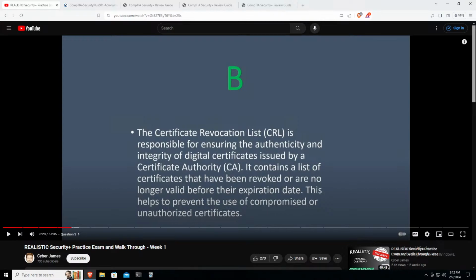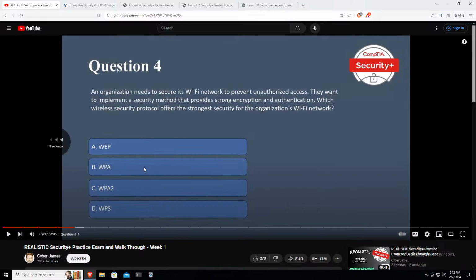Okay, let's practice on our reading today. It contains a list of certificates that have been revoked or are no longer valid before their expiration date. This helps to prevent the use of compromised or unauthorized certificates. Okay, question three, certificate, we did not get right. Let's move on. Question four.